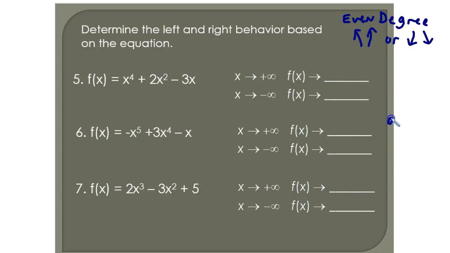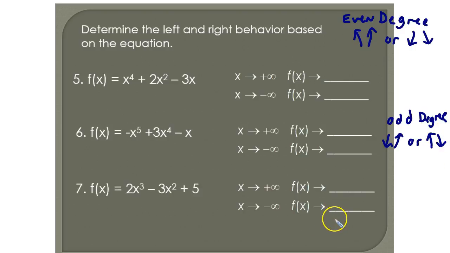When we have an odd degree function, which means that the biggest exponent is odd, one of the ends is going to be up and the other is going to be down. One of the ends is going to be up and the other is going to be down.